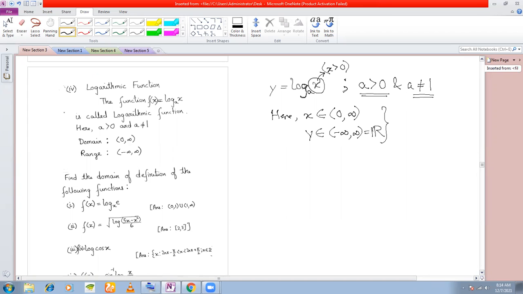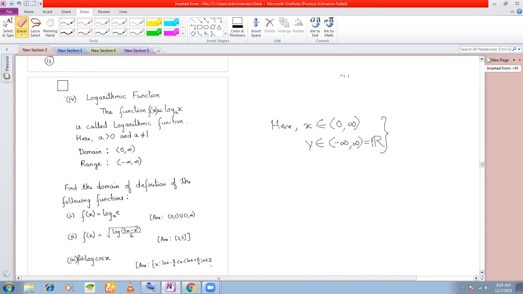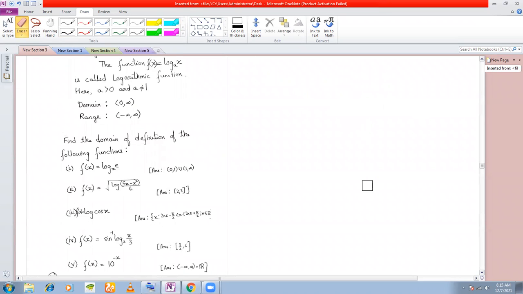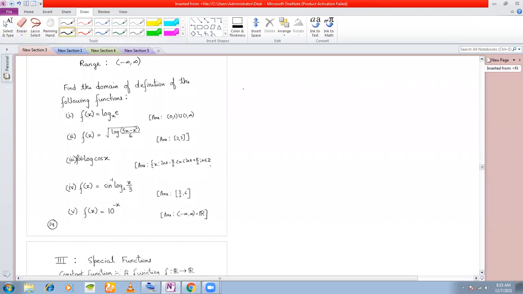With these concepts of functions, we now move on to certain types of problems in which we have to determine the domain of functions. Look at the first one. Given here, f(x) = log x to the base e. What can be the domain of this function?